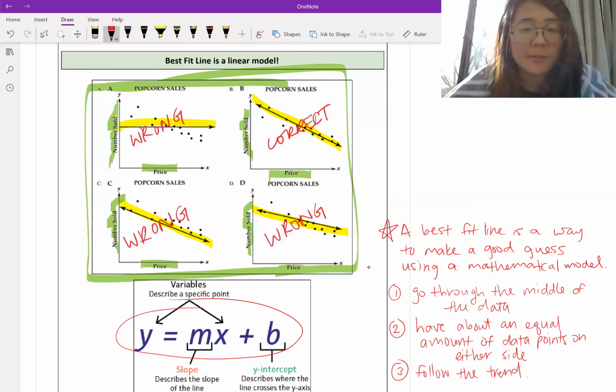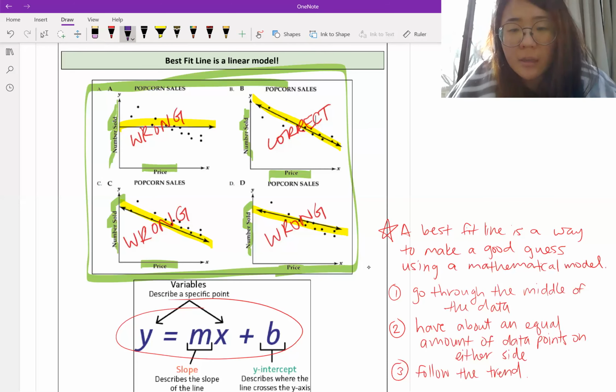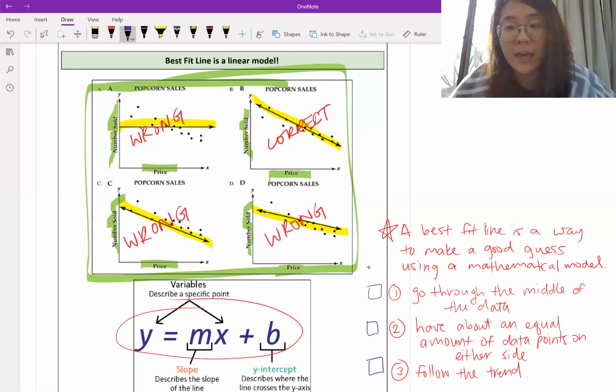If you look at C, for example, you might think, okay, this one is negative, so maybe it's correct. But it's actually wrong because it doesn't go through the middle of the data. So whenever you look at a scatter plot and the best fit line, I want you to go through these checkboxes. Think of 1 through 3 as a checkbox, and you want to check that it has all 3 components, because only then is it a good best fit. Letter D is wrong because it doesn't cut through the middle of the data again, so it doesn't have number 1.